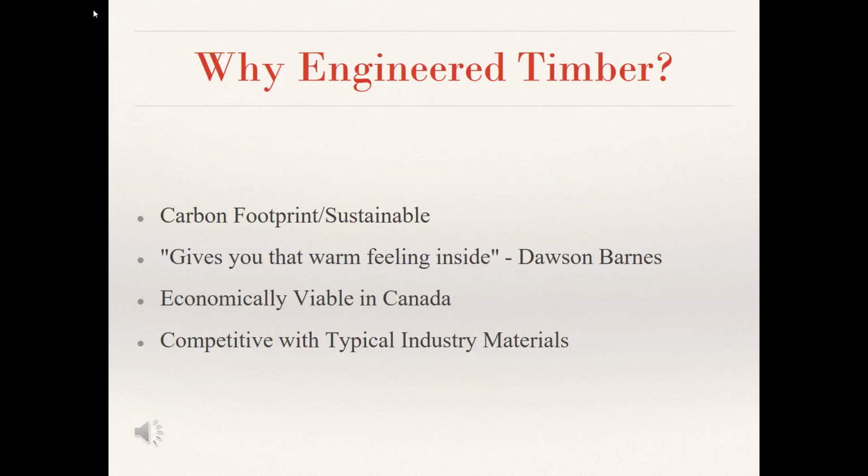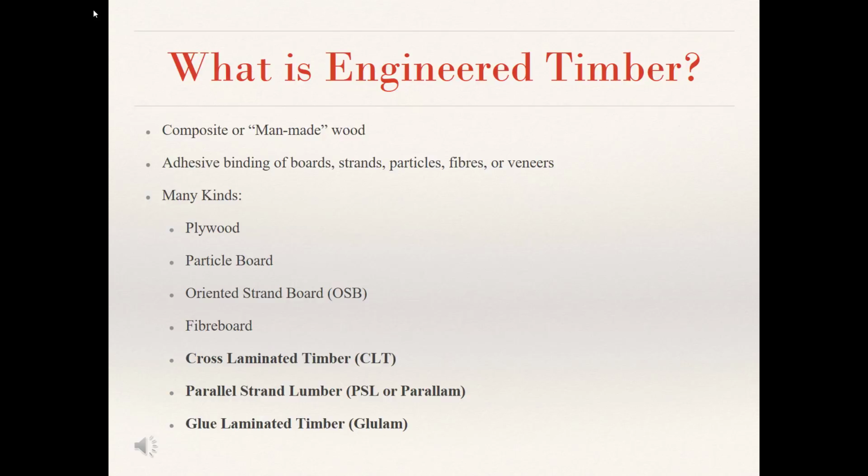Timber is also comparable with other construction materials like steel and concrete when it comes to its ability to perform against tensile and compressive forces under normal loading applications. What is engineered timber, you ask? Engineered timber is any composite or man-made wood. It is put together using an adhesive, which binds boards, strands, particles, fibers, or veneers together. There's many kinds, the typical ones being plywood, particle board, OSB, and fiberboard. However, in this presentation, we're going to look at cross-laminated timber, parallel strand lumber, and glue-laminated timber.